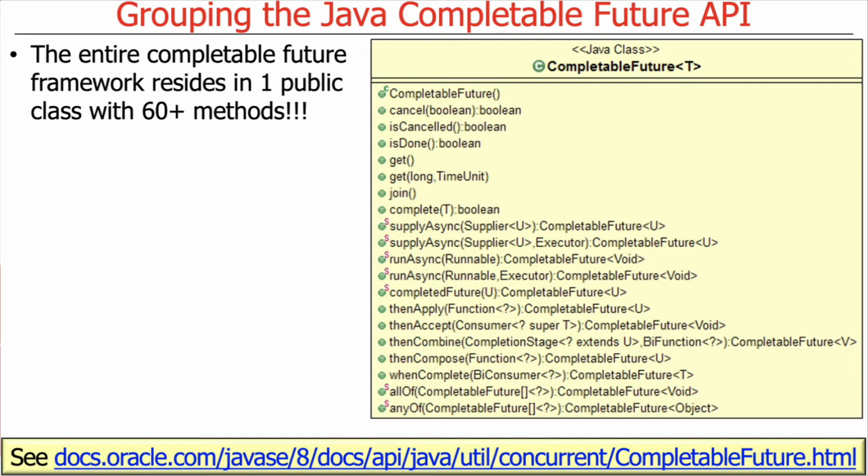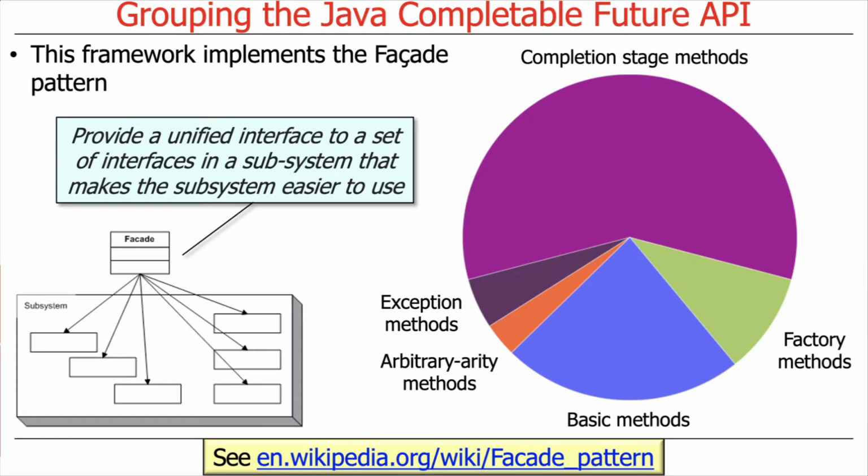So when you first are exposed to this class, if you look at the documentation, for example, it can be a bit daunting when you first look at it. Basically, what's happening here is this class, the Completable Future class, is implementing what's called the Facade Pattern. The Facade Pattern is a good old Gang of Four design pattern that says, let's provide a unified interface to a set of interfaces in a subsystem or a framework so that the subsystem or framework is easier to use.